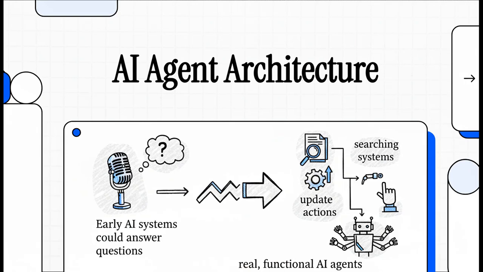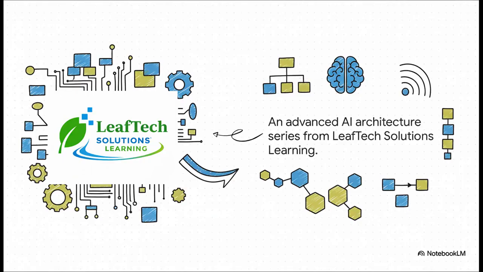For the longest time, AI was all about answering questions, which was impressive. But real-world problems need more than just answers. They need actions. An AI that only talks isn't really that useful in a production environment. So to build AI agents that actually do things, we need a very specific architecture, and today, we're going to break it all down. So, where does this all come from?